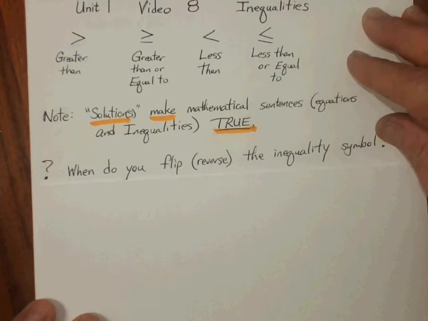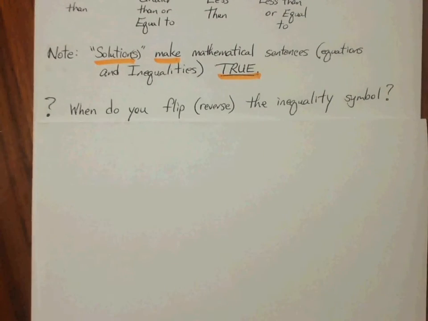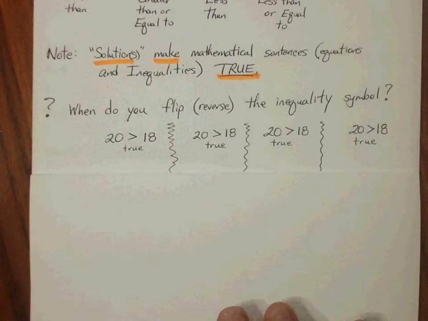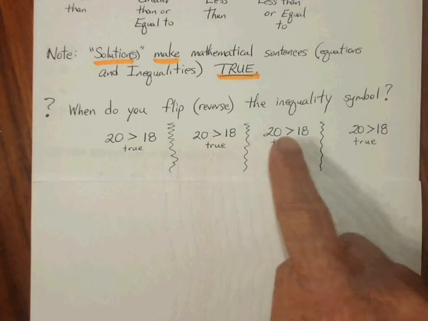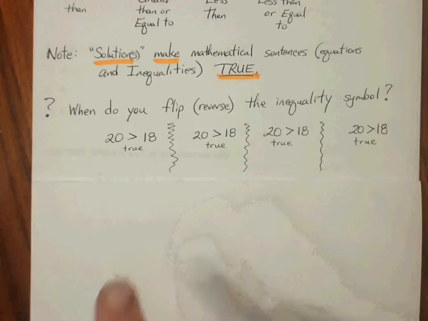So the big question is, are we going to remember when do we reverse or flip the inequality symbol? Some of you may remember, some of you may not. Let's just do a quick review on what you can and can't do and how it affects this. I'm going to do the same inequality. 20 is greater than 18, and that is true. I'm going to do it 4 different times, okay?